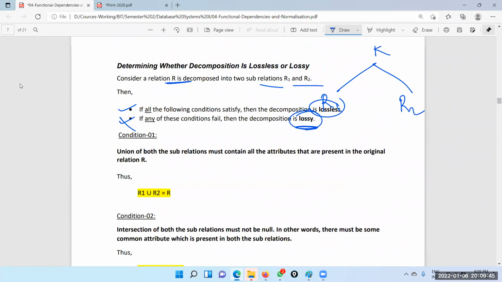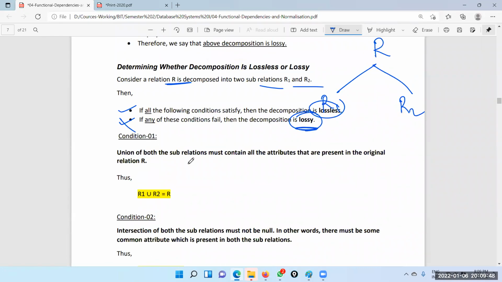Condition 1. The union of both the subrelations, that is R1 and R2, must contain all the attributes that are present in the original relation R. In other words, R1 union R2 must be R. Nothing less, nothing more. That is your condition number one.